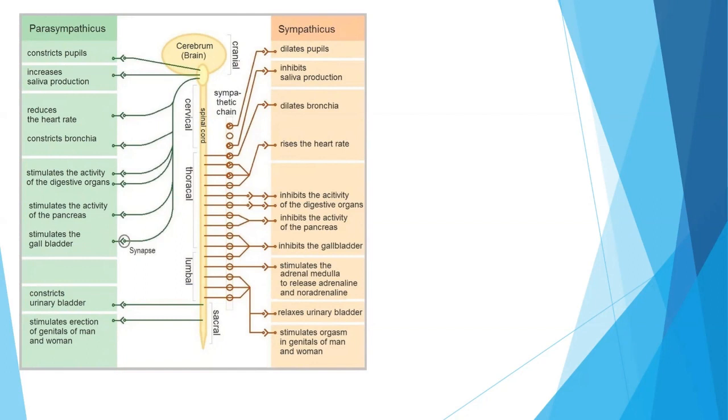So sympathetic can cause dilation of the pupil, inhibition of saliva production, dilates the bronchi, raises the heart rate, inhibits the activity of digestive organs, inhibits the activity of pancreas, and inhibits the gallbladder.